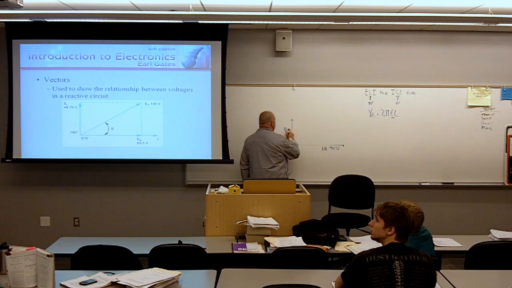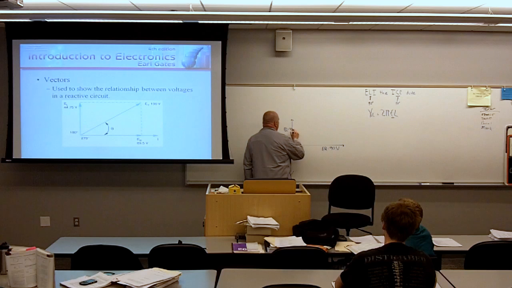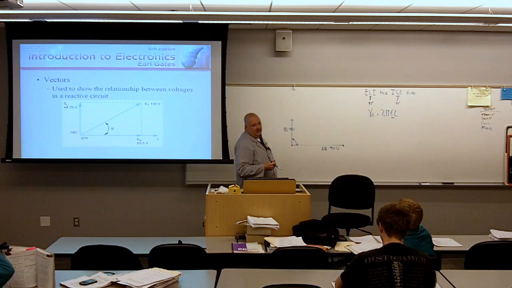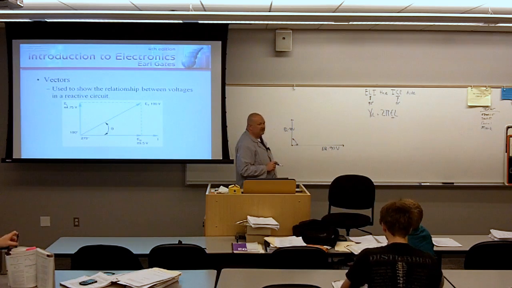Okay. So what do I label this? L. And this is going to be equal to 45. We're rounding off just to make this easy. Okay. So now I've got my two sides of a right triangle.